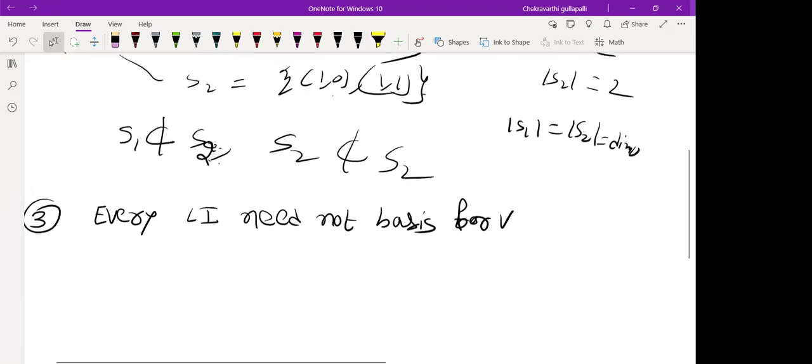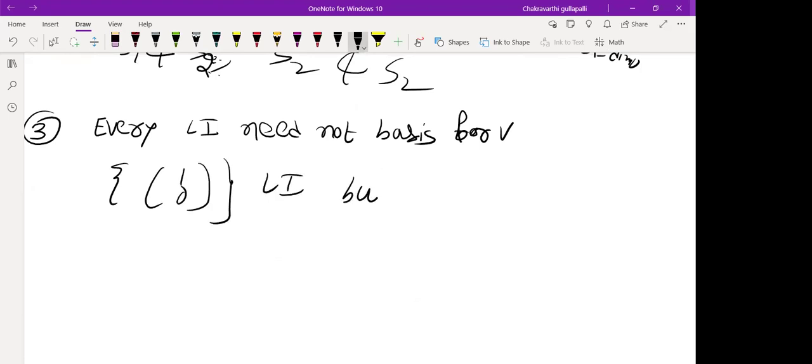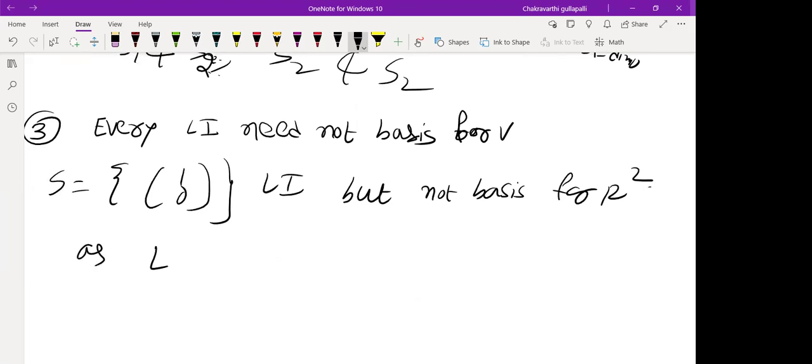Next, we have seen every independent set need not be a basis. What is the example? The other day, we have seen (1,0). This is linearly independent, but not a basis for R2 space, because L of S is not equal to V. It is going to generate only those vectors whose second coordinate is 0. The other day, we have done this.